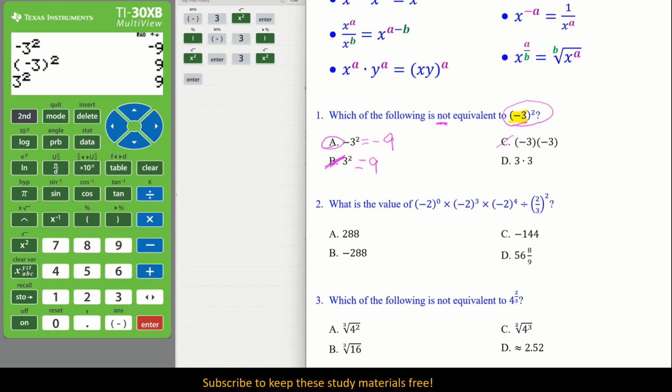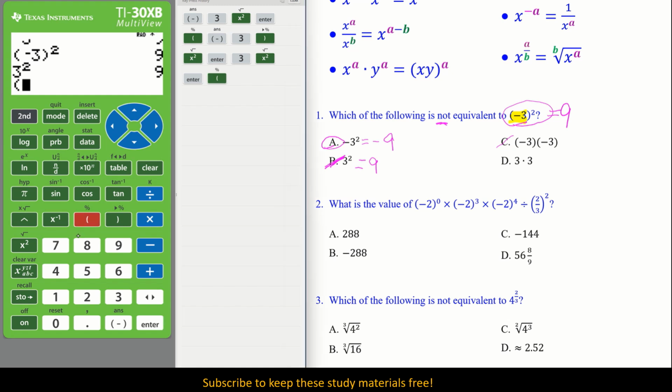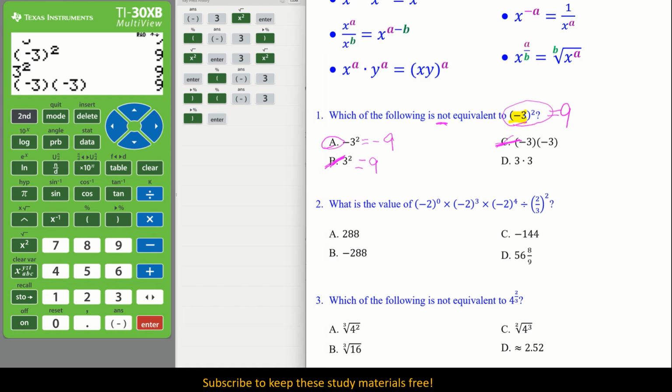So mark out B because it is equivalent, because remember, we just showed that equals 9. And C, well, we've already said before we began that negative 3 times negative 3 would be 9. We'll put that in the calculator just to make sure. Notice I'm entering it exactly the way it's typed. Press enter, and that equals 9. So, yes, we are correct. We can't select that one.